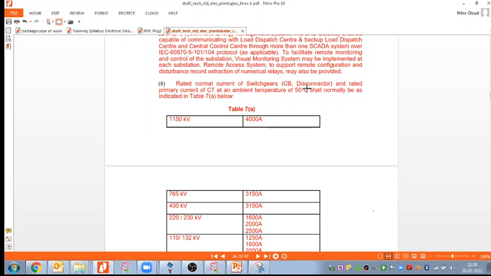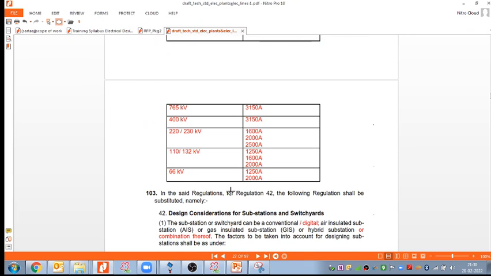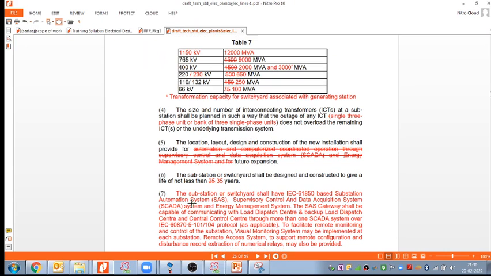Rated normal current of switchgear and CB, this shall normally be indicated here. This is the first statement: the substation or switchyard shall be designed and constructed to give a life of not less than 35 years. Initially it was 25. Now the grid has modified it and given the 35 years requirement. So as per the grid regulations also, we have to design for the next 35 years.